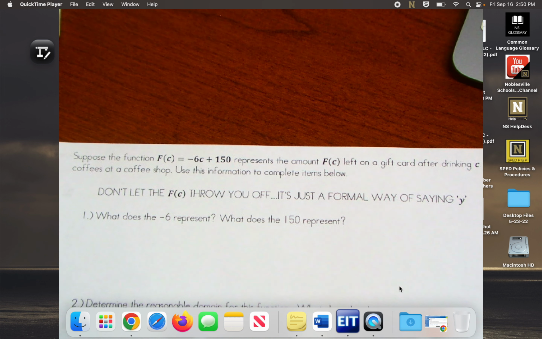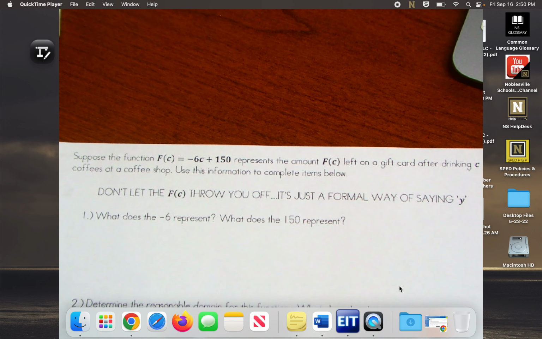So the c just represents the number of coffees, right? So y is what's left, c is like our x. Again, don't let this throw you off, it's just a formal way of saying y, right? And the c is a c because we're talking about coffee, right? So the letter corresponds often to what we're talking about.